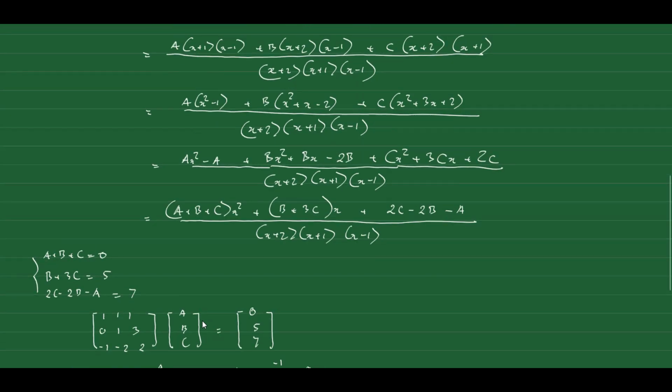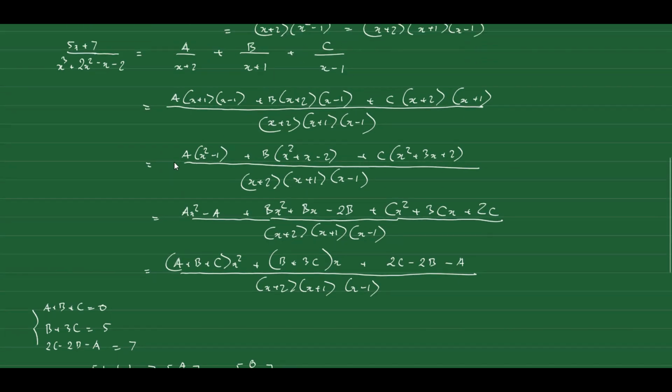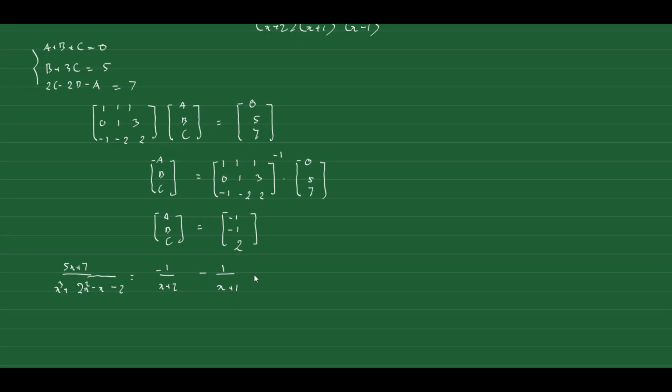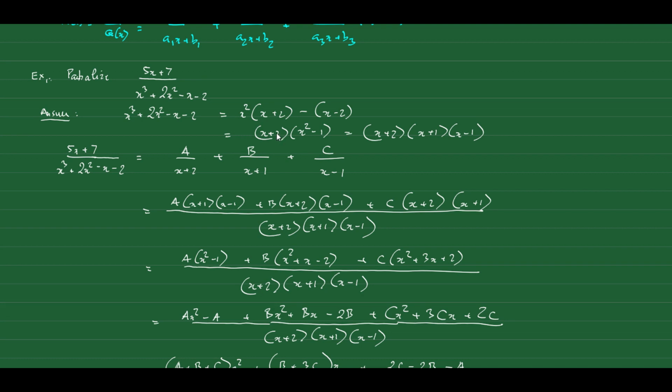Your B will be minus 1 again, minus 1 over x plus 1, and then you have 2 over x minus 1. Here you go. You see that this rational expression we split up into 3 rational expressions. So we just decompose this rational expression into 3 smaller rational expressions. That's why we call that decomposition partial fraction decomposition.